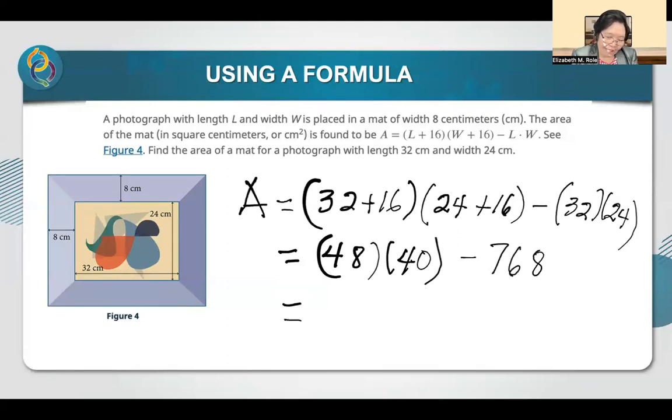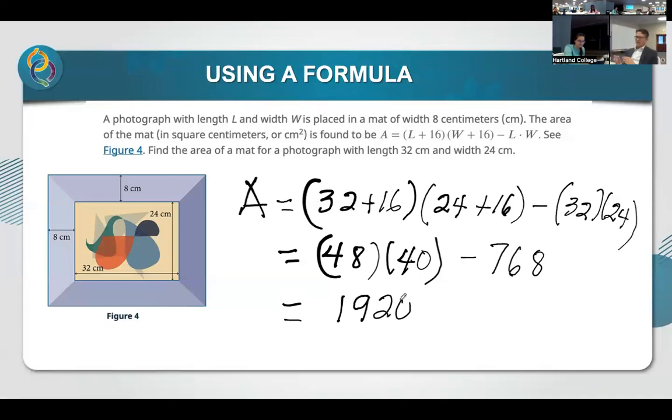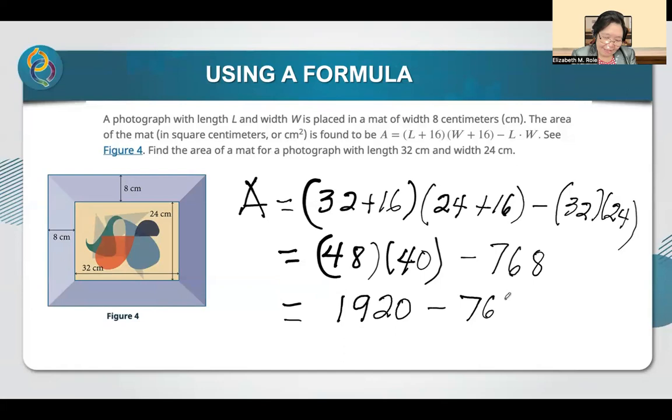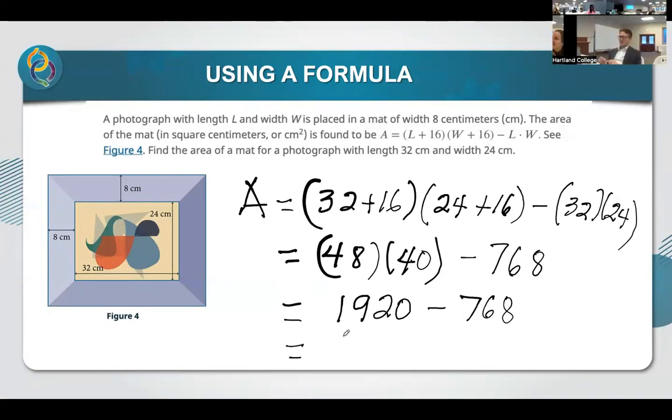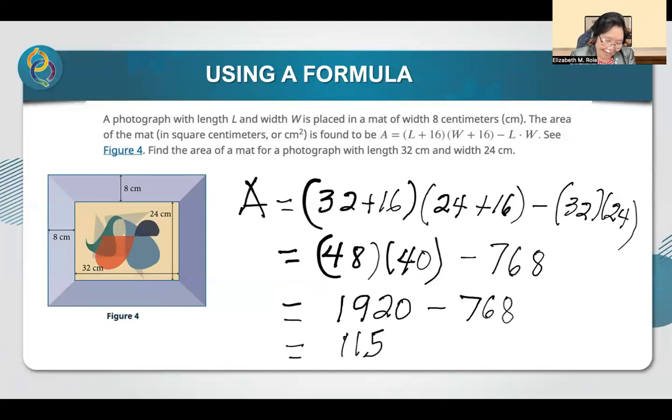48 times 40 is 1,920. 1,920 minus 768. Subtracting, 1,152. All right. So that is now 1,152. And because it is cm times cm, you need to put the unit of measure, that's square centimeters.